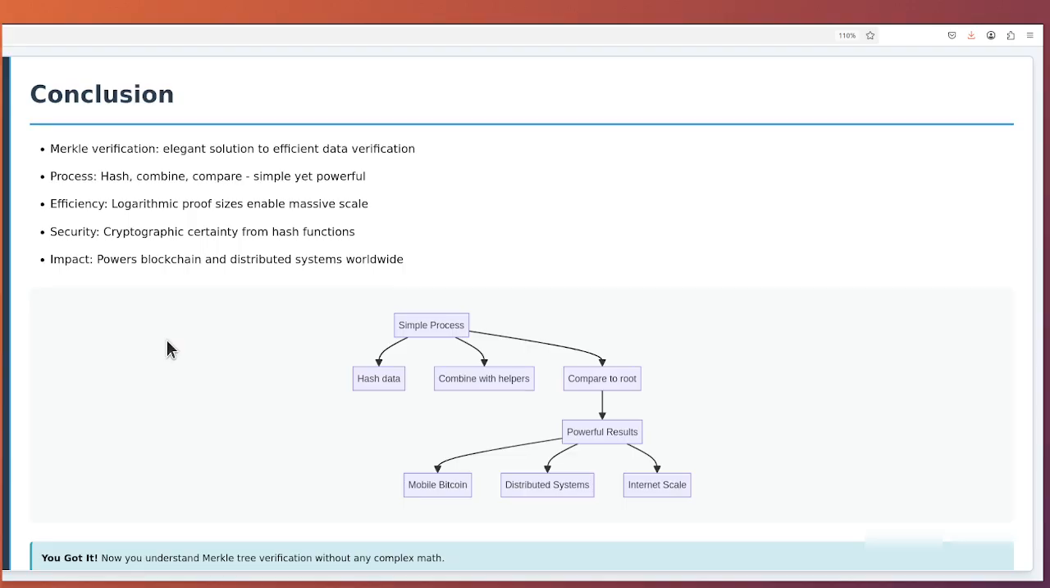The security comes from hash functions, making it impossible to fake the proofs. The efficiency comes from the tree structure, requiring only logarithmic proof sizes. This is why Merkle trees are fundamental to blockchain, distributed systems, and any application where you need to verify data across untrusted networks. Now you understand how it works. No complex math needed. Just the simple process of hashing, combining, and comparing that makes Merkle tree verification so powerful.